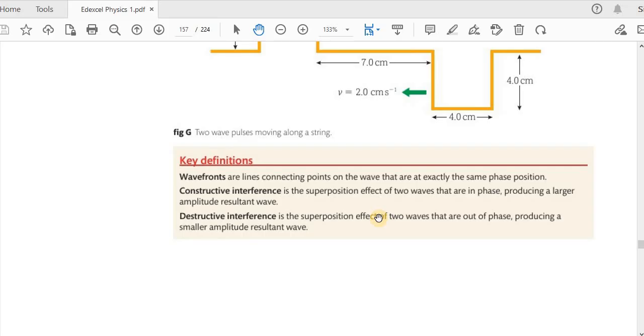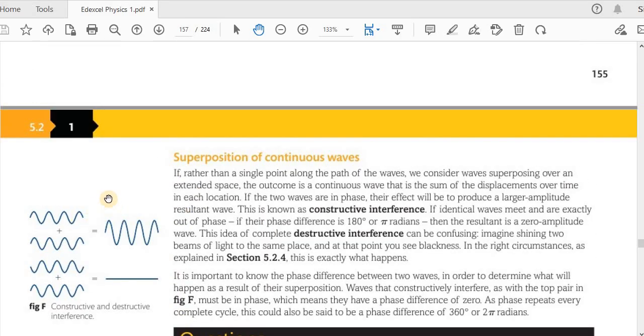Constructive interference is the superposition effect of two waves that are in phase, producing a larger amplitude resultant wave. So you see, it's like a construct. They get together, and the amplitude here is double the amplitude of one of them if they both have the same amplitude.